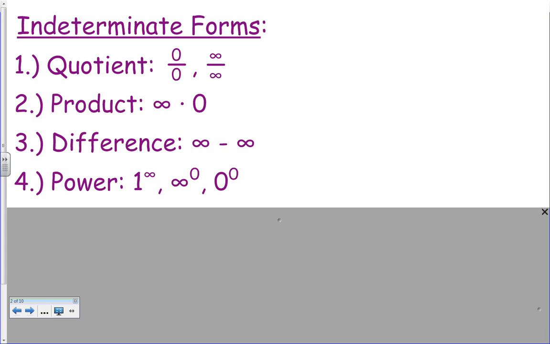So the exponent is saying I'm either going to be heading towards 0 or infinity. The base is saying I should be heading towards 1. And the question is, which one of those is going to win out here? This is why it's indeterminate. Infinity raised to the 0 power and 0 to the 0 power.